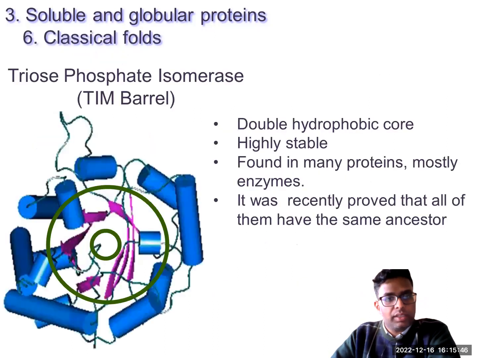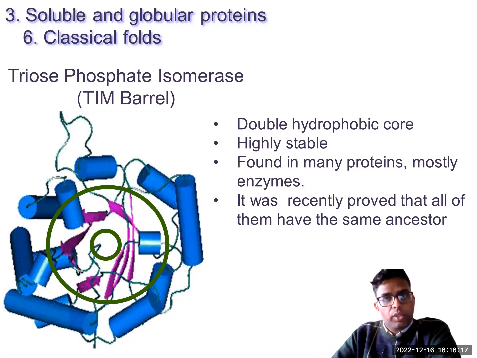Let's take some classical examples. I would prefer that you go through the TIM barrel fold and the Rossmann fold. The TIM barrel fold is a very famous fold. When a new PDB structure comes in, if the TIM barrel is already recognized, we do not show it as a new fold, because the TIM barrel is already among the previous folds. That's why, as time increases, the rate of new fold recognition decreases.